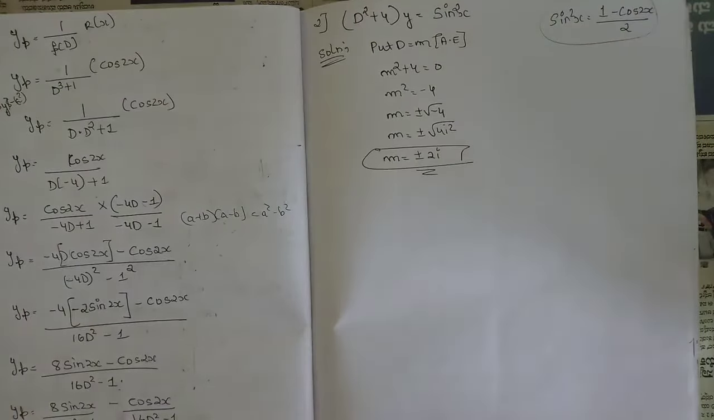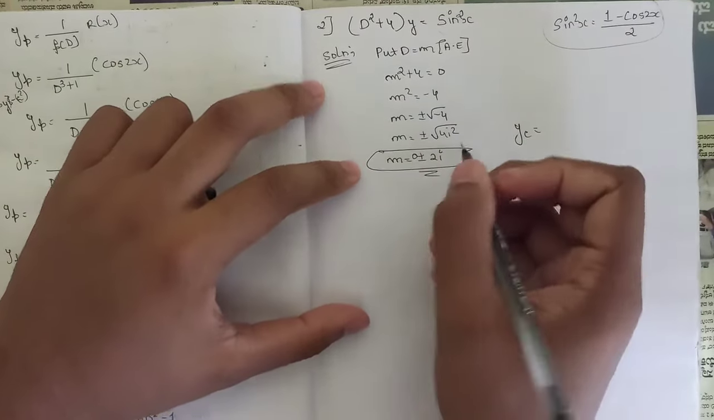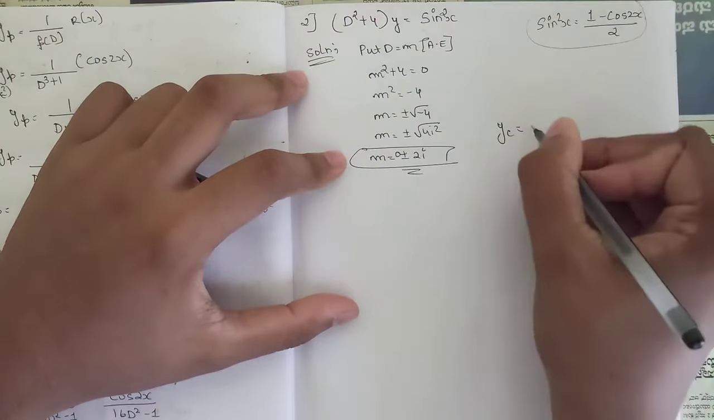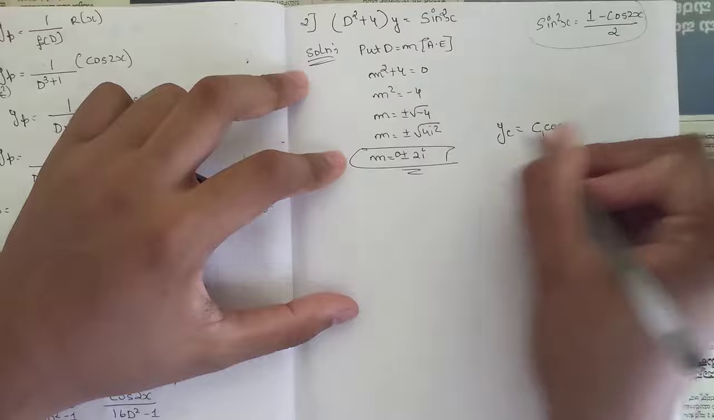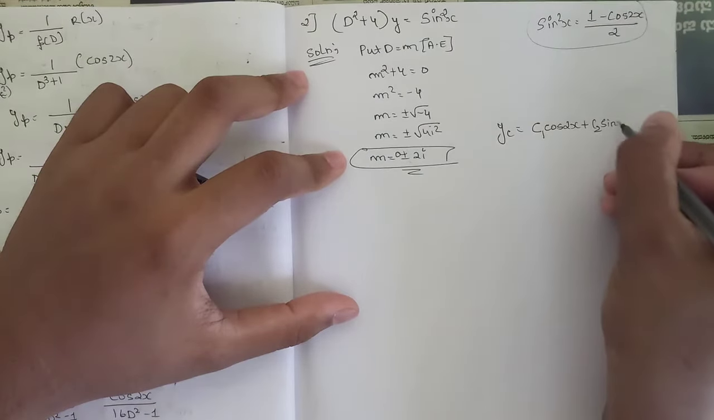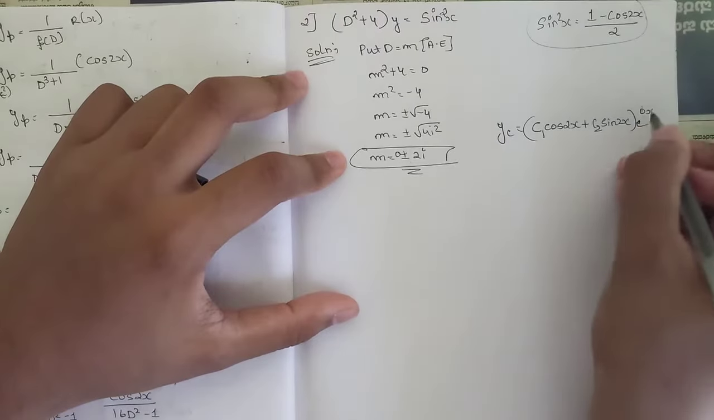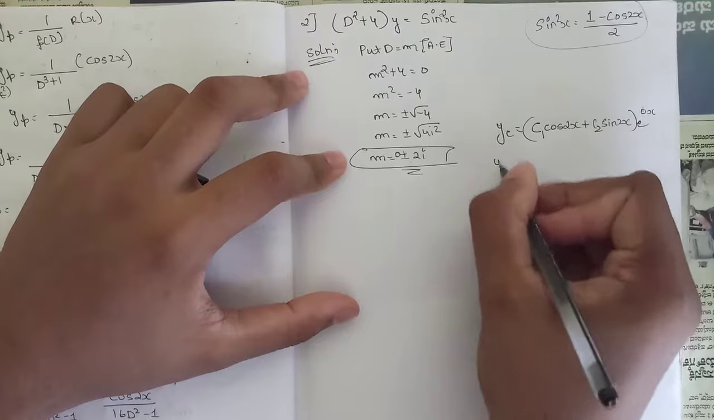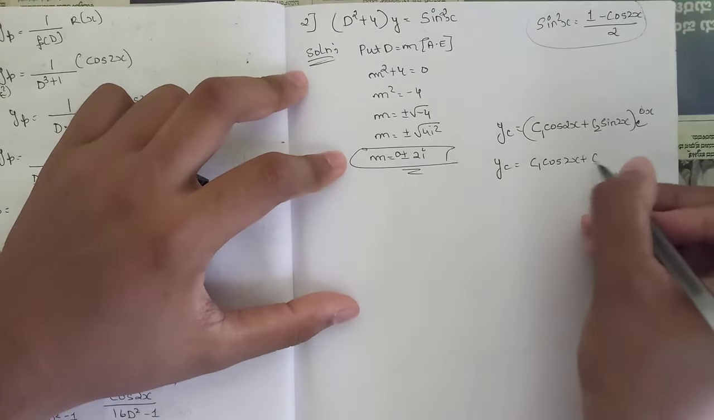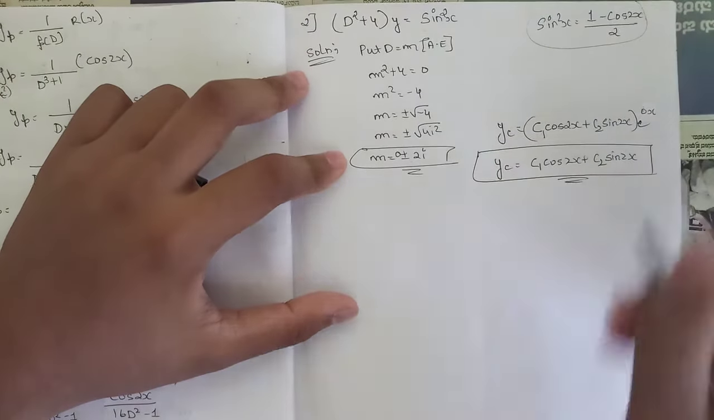Right? So now we can write the complementary function. This is of the form 0 plus or minus 2i, so this is of the form alpha plus or minus i beta. So C1 cos beta x, where the value of beta is 2, plus C2 sin 2x into e to the power 0x, right? But e to the power 0 is 1. So finally we get C1 cos 2x plus C2 sin 2x as your complementary function here.